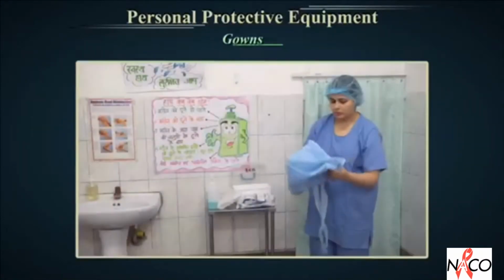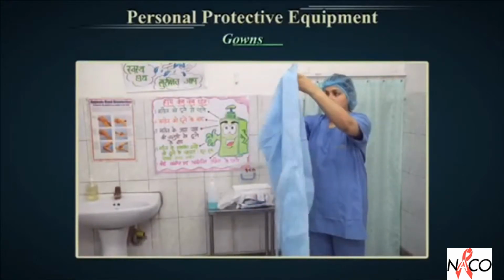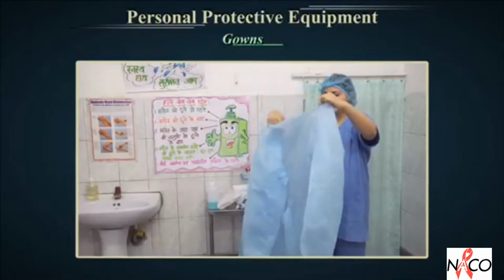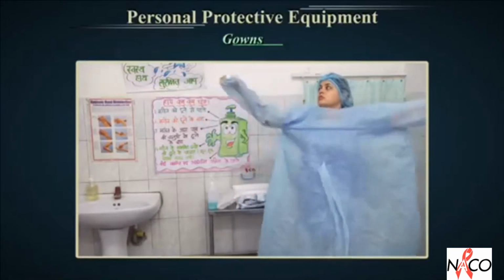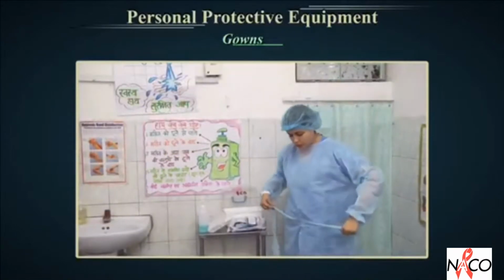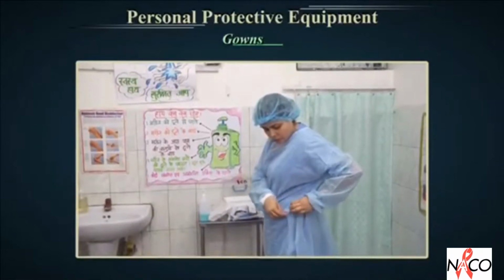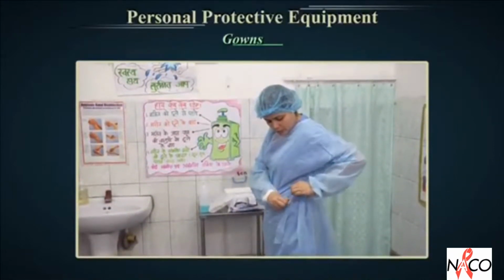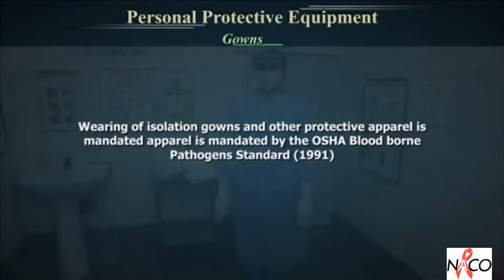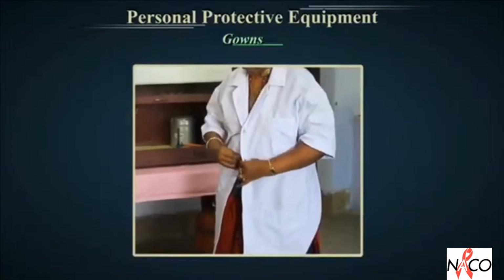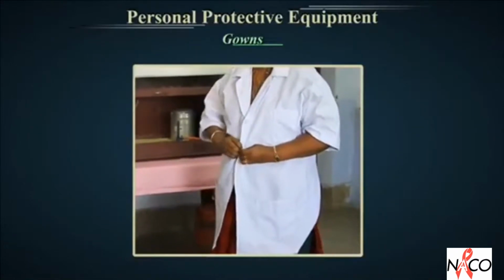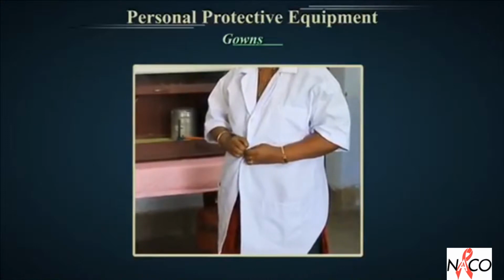Gowns. Gowns protect healthcare workers' arms and exposed body areas and prevent contamination of clothing with blood, body fluids, or other potentially infectious pathogens. The need and type of gown selected is based on the nature of patient interaction, including anticipated degree of contact with infectious material. Wearing of isolation gowns and other protective apparel is mandated by the OSHA Bloodborne Pathogen Standard 1991. Clinical and laboratory coats or jackets worn over personal clothing for comfort and/or purposes of identity are not considered PPE.